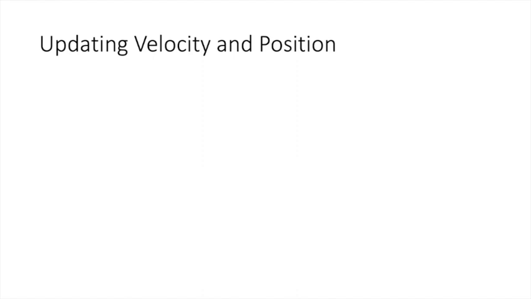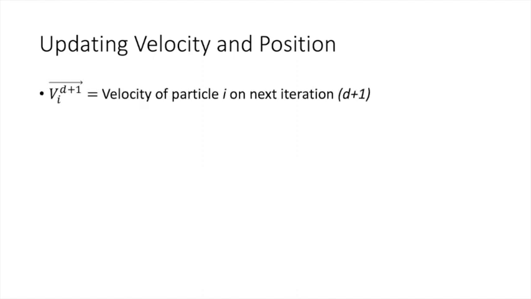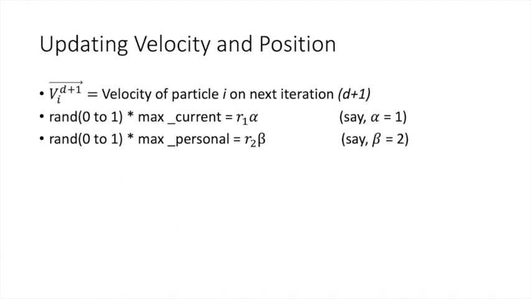So let us compute the velocity for each particle i for the next iteration d plus 1. To do that, we compute our first random fraction up to a certain maximum. So we generate a random number r1 and multiply it with the maximum called alpha. It is common to set alpha to 1. Likewise, we generate the next random fraction for the personal best, that is r2 times beta, where beta is commonly set to 2. And we generate r3 times gamma, where gamma is also set to 2.